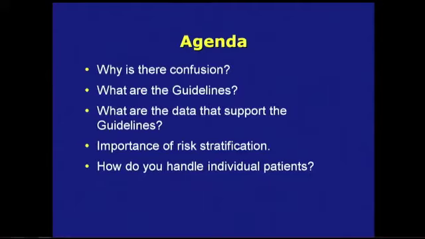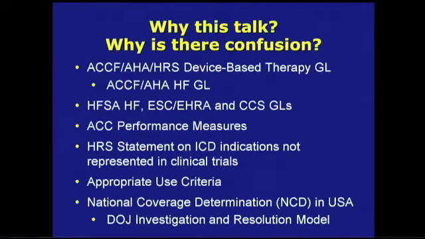Why is there confusion about waiting periods? The second is, what are the guidelines? What are the data to support the guidelines? I'll talk a little bit about risk stratification and how does that play into making decisions. And finally, how do you handle individual patients who you might feel a device is needed but outside the guidelines?